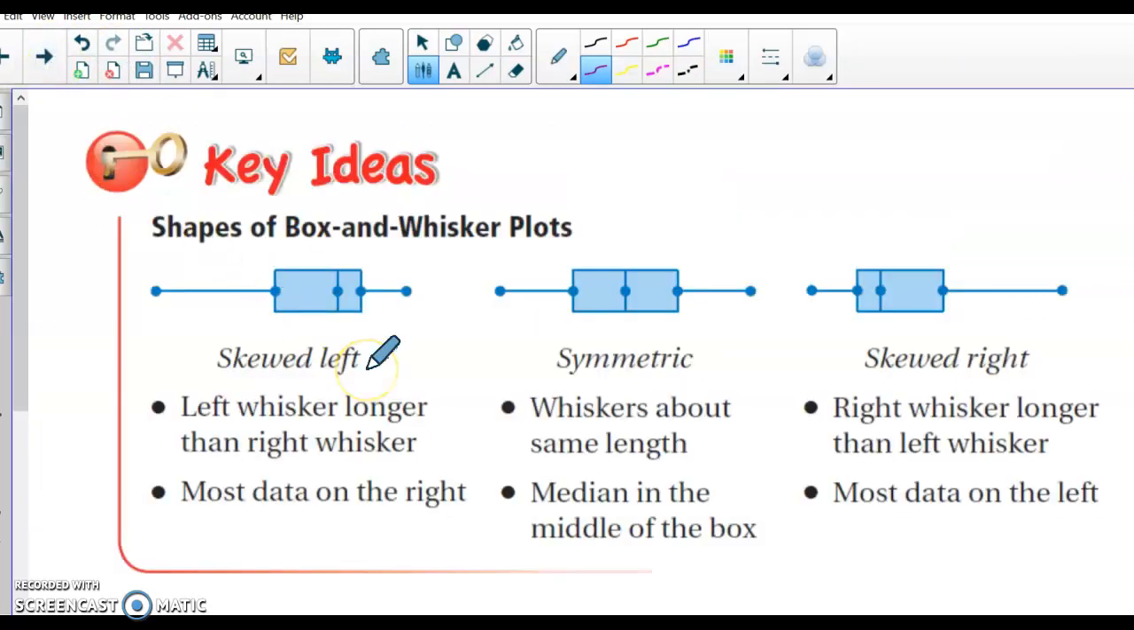And then last week we went over skewed left, skewed right, and symmetric. You can do the same thing with your box and whisker plot. So if your whisker is longer on your left, that means there's more variability on your left, so it's skewed left. If it's symmetric, it's like a mirror. Median is in the middle. Your data points and your whiskers look pretty much the same from your left to your right. If you're skewed right, that means you have more variability on the right. That means your whisker is longer on the right.